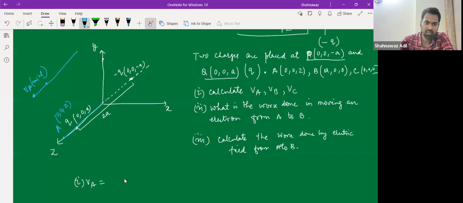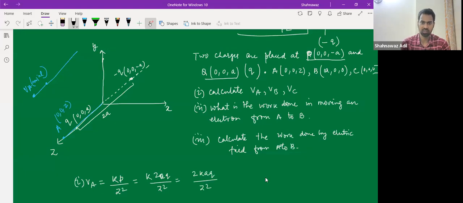And we know that for the axial point, the potential is simply kp by x square, which is z square, right? And how much is p? p is equal to 2aq. So 2aq by z square, so 2kaq by z square. This is VA.